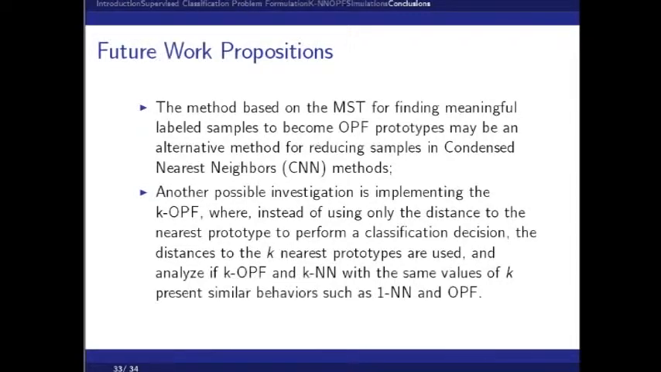We think that the method based on the minimum spanning tree for finding meaningful labeled samples to become OPF prototypes may be an alternative method for reducing samples in condensed nearest neighbor methods. Another possible investigation is implementing the KOPF, where instead of using only the distance to the nearest prototype to make a classification decision, the distances to the K nearest prototypes are used, and analyzing if KOPF and K nearest neighbors, with the same values of K, of course, present similar behavior such as 1 nearest neighbor and OPF presented, as we showed before.